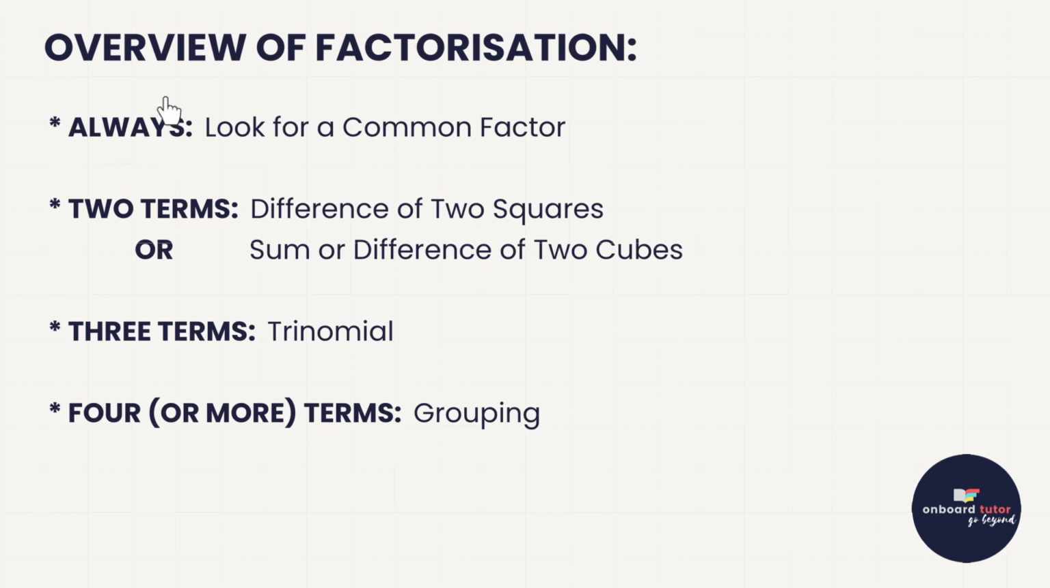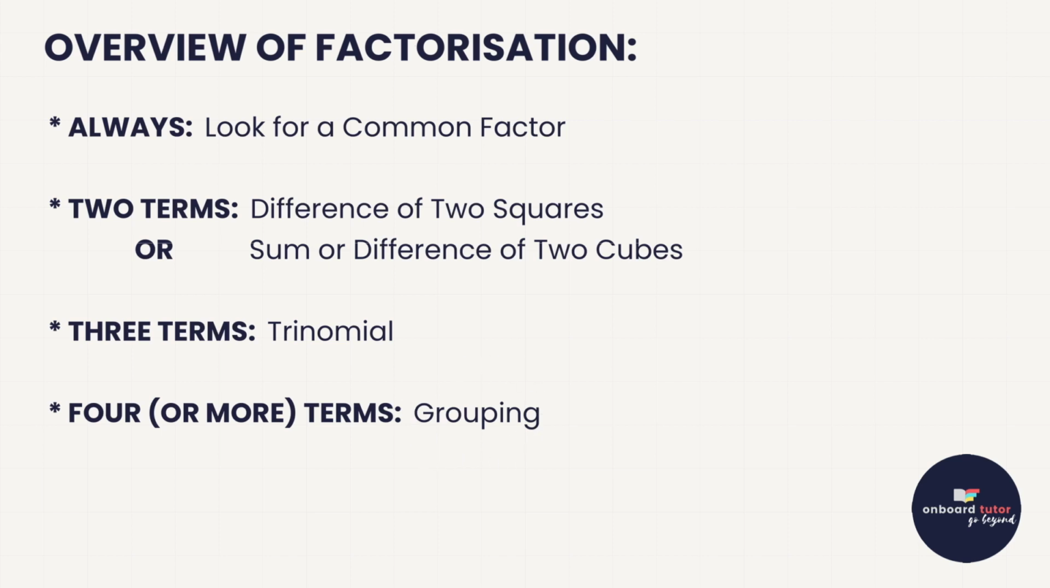No matter how many terms we're dealing with, we always look for a common factor. Once we've done that, we can tick it off the list and ask, how many terms am I dealing with? 2 terms, 3 terms, or 4 or more terms? If I've got 2 terms, it is generally going to be either the difference of 2 squares or the sum or difference of 2 cubes. If I'm dealing with 3 terms, then generally we are going to be factorizing a trinomial. And if we're looking at 4 or more terms, then generally we're going to be using grouping.